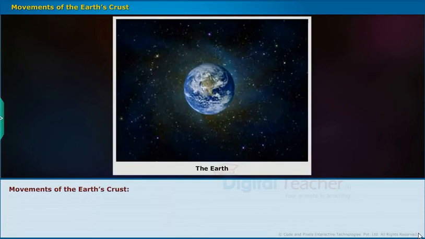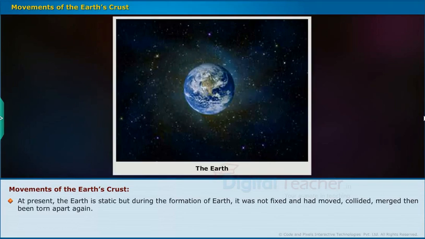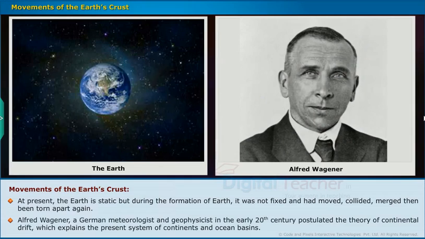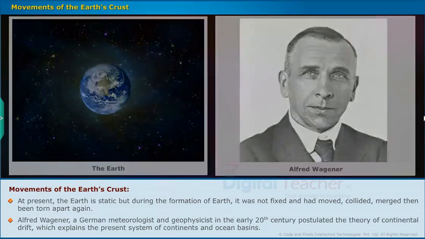Now, let us study the movements of the Earth's crust. At present, the Earth is static, but during the formation of Earth, it was not fixed and had moved, collided, merged, then been torn apart again. Alfred Wegener, a German meteorologist and geophysicist in the early 20th century, postulated the theory of continental drift, which explains the present system of continents and ocean basins.